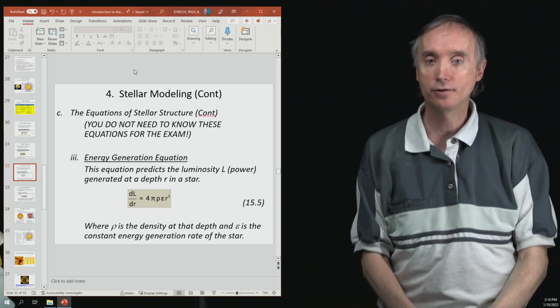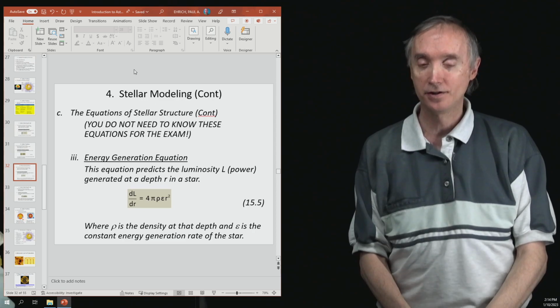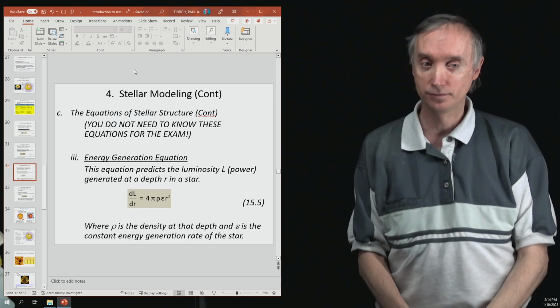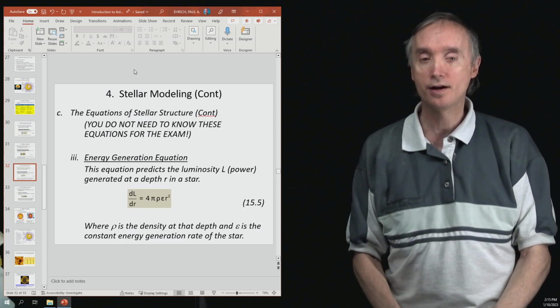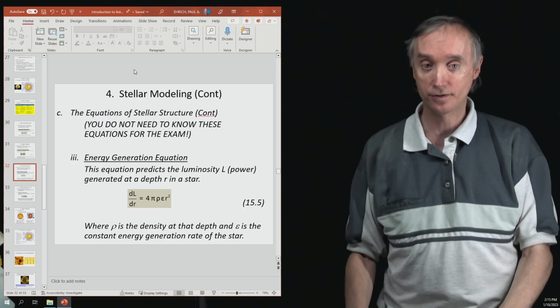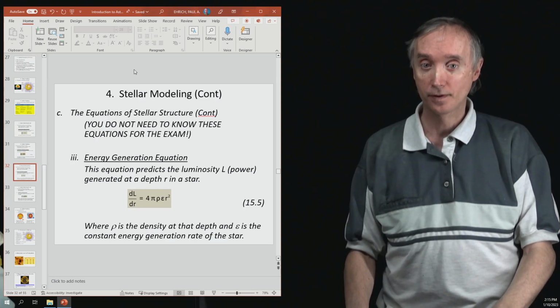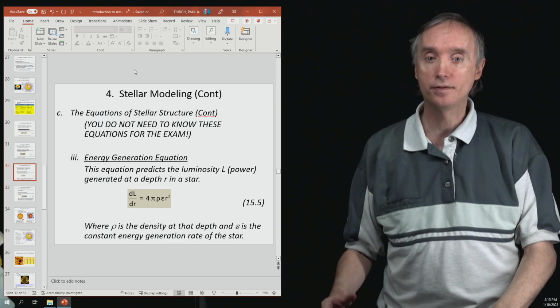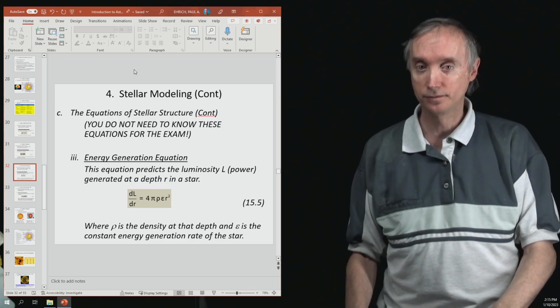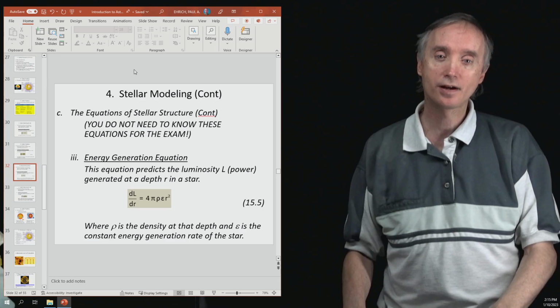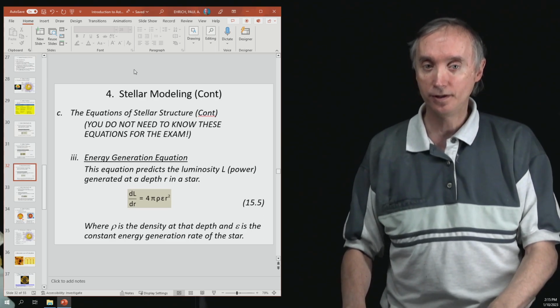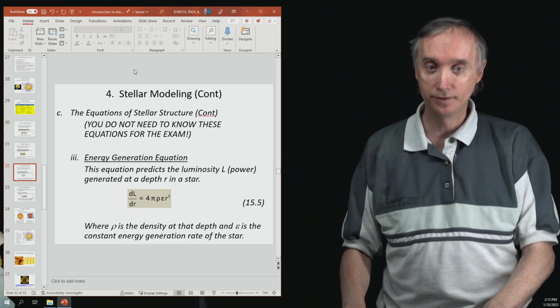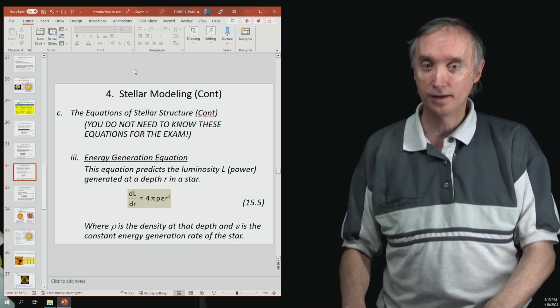Okay, then the next one is going to be the energy generation equation. So you should recognize the letter L. So L was luminosity, and we said that luminosity is the power output of the sun. And so it is going to depend on the density of the sun, and it also depends on this other constant, which is called E or epsilon. So in Greek letter terminology, it's called epsilon, and it's a constant, and it's the energy generation rate of that particular star.